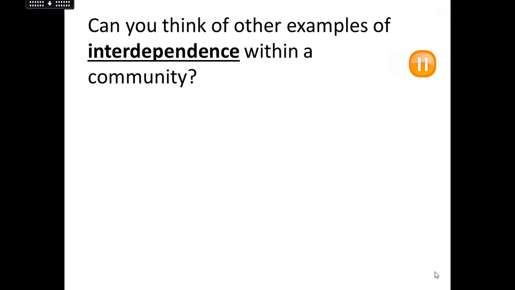So can you think of any other examples of interdependence within a community? So not just food, but how else might an organism rely on another organism within its community? Pause the video and have a think.